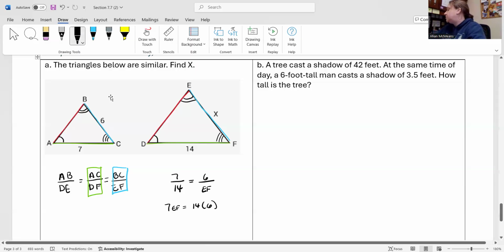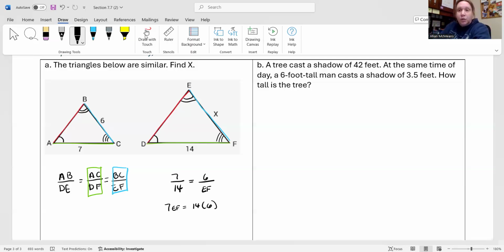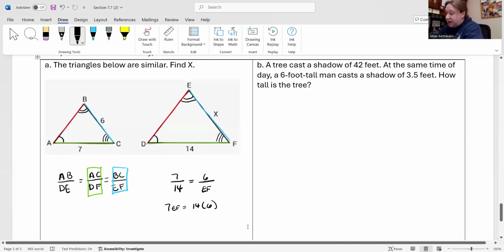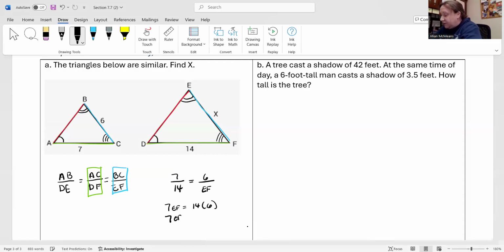So let's see, I'll go to the calculator on here. We have 14 times 6. I could have probably done that on paper. Didn't feel like it. So we're going to do 14 times 6, which is 84. Okay. So we want to go back to the worksheet. So we know that 14 times 6 is 84. So we have 7 times EF equals 84. We want to get the, put 80, good grief.